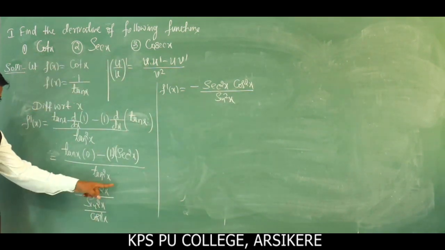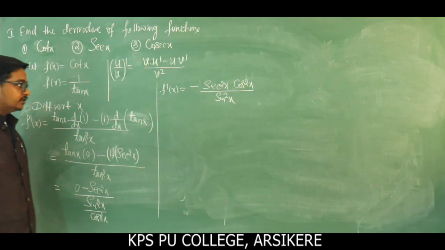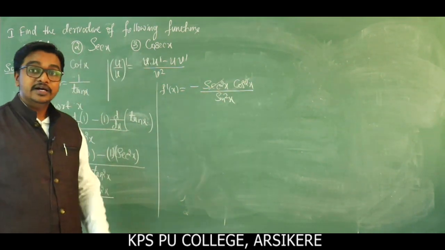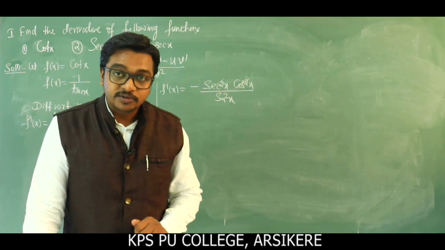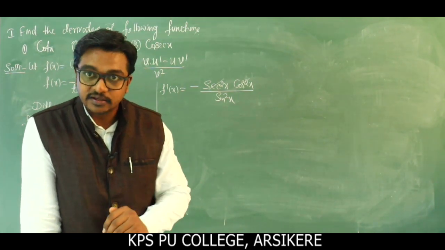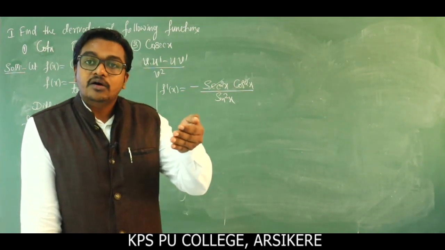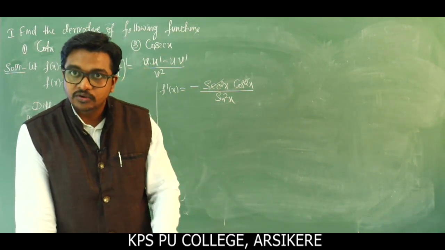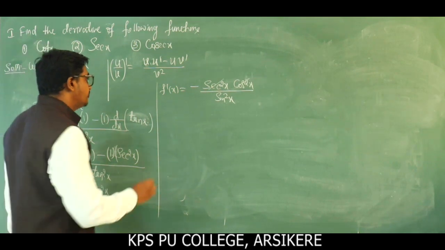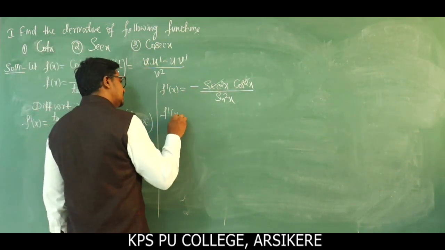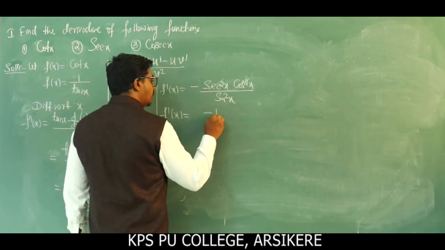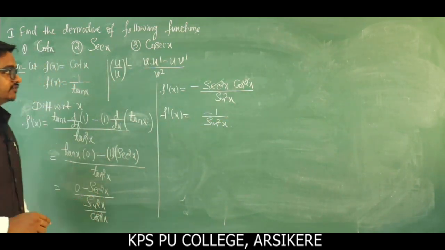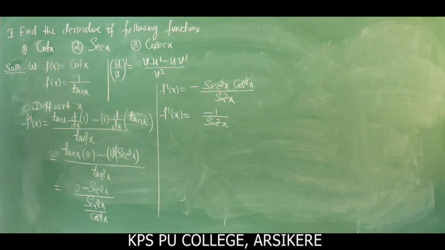This cos square goes to the numerator. Now listen, secant square x and cos square x get cancelled because they are reciprocal to each other, right? Cos can be written as 1 by secant, or secant can be written as 1 by cos. They are reciprocal to each other, hence they get cancelled. We are left with f dash of x is equal to minus 1 divided by sin square of x.